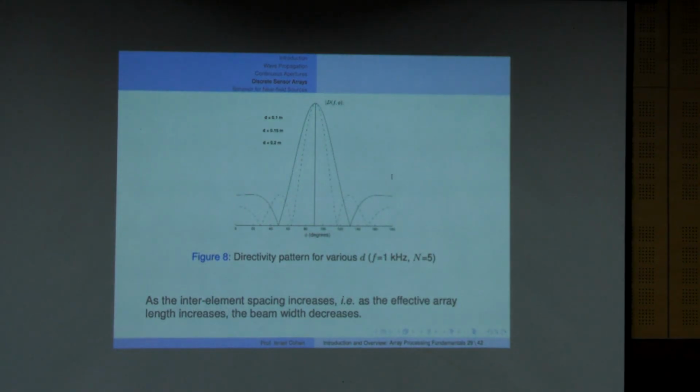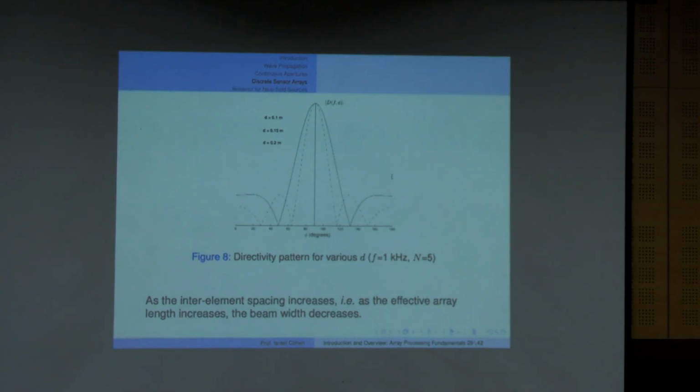What happens if we change D? If we change D, but we keep n fixed, 5 sensors, and we change D. So if we increase D, actually the size of the array increases. So if the size of the array increases, the main beam width decreases. Okay? So we have a narrower beam.